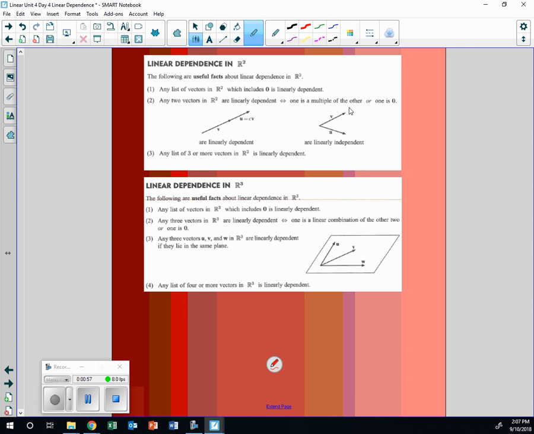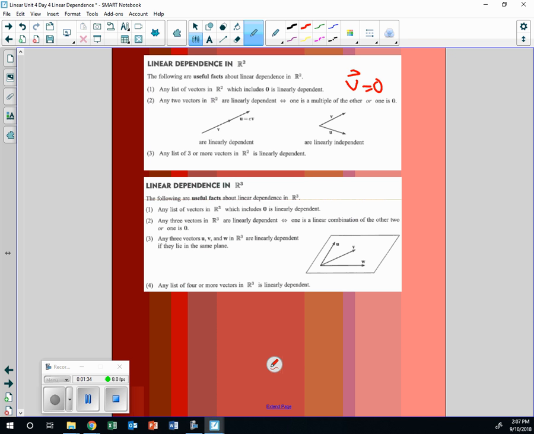Any list of vectors in 2-space, R squared, where one of them is a 0. If you have a vector v equal to 0, that means you can put that v with anything, right? Any direction, you can put a 0. So whenever there's a 0, it'll be dependent. Any two vectors are linearly dependent if one of them is a multiple of the other. We showed that. Perfect.